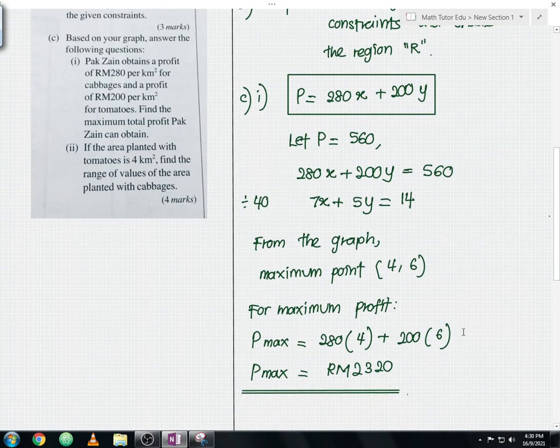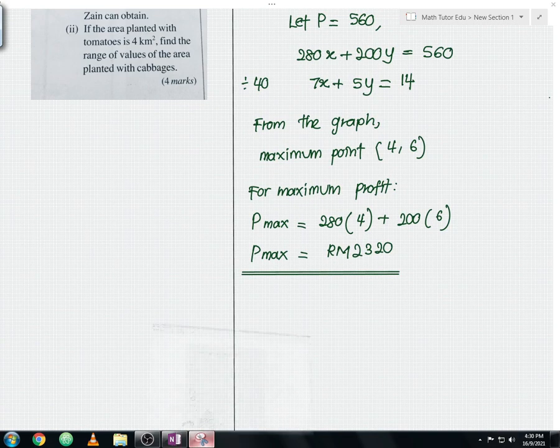Let us proceed our discussion for the question C part 2. In the question C part 2 they mentioned that if the area planted with tomatoes is 4 kilometers square, find the range of values of the area planted with cabbages. Tomatoes is representing the y-axis. So you need to find out when y equals to 4, what are the possible x values that we can obtain from the graph. Let me open the graph paper again.